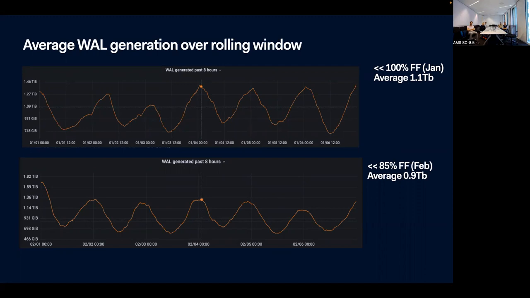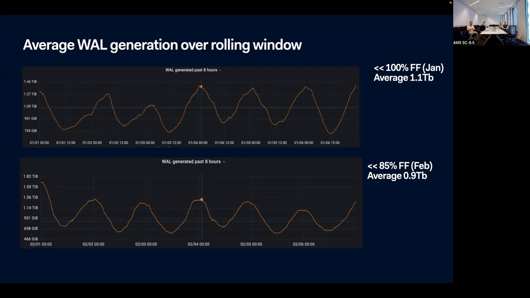And you can see that in January, with 100% fill factor for this very key table, for this whole cluster, this whole instance, it was averaging around 1.1 terabytes every 8 hours. And then by February, that number has dropped to roughly 0.9. So it's just under a 20% saving. And these are big numbers. This is every 8 hours. So this is a huge amount of WAL being generated. So that was also very encouraging to see.